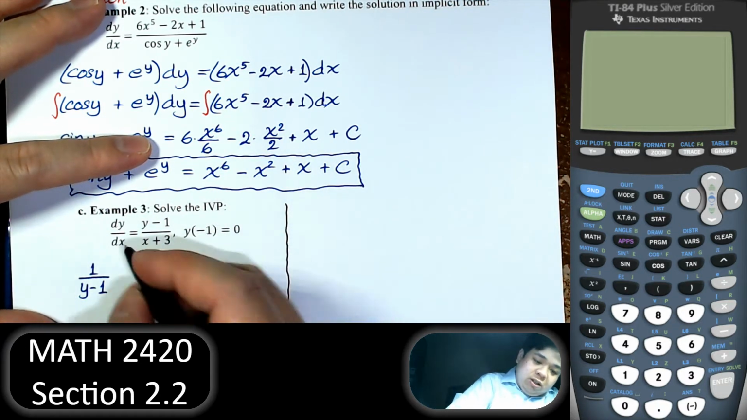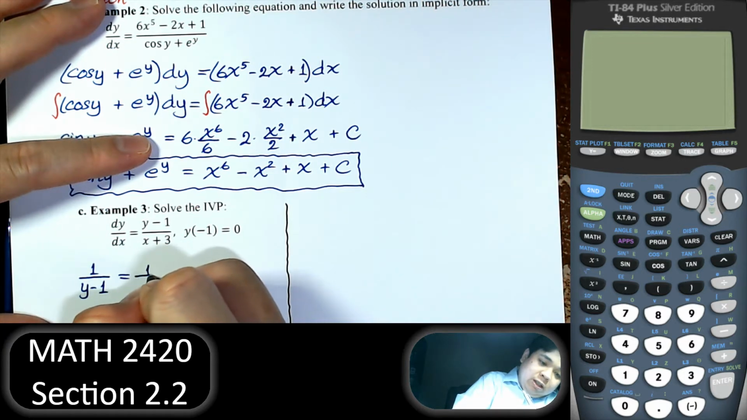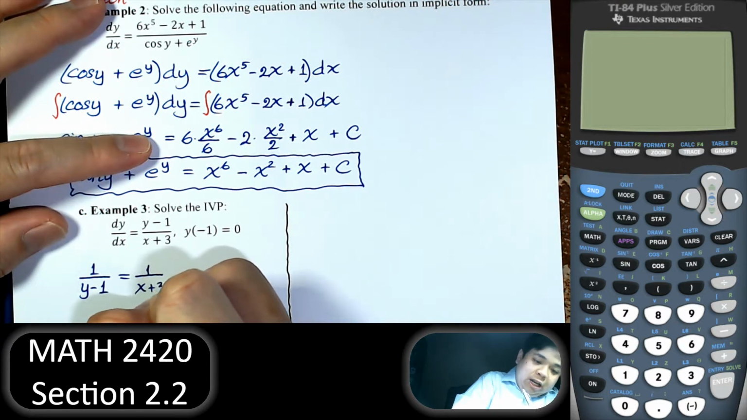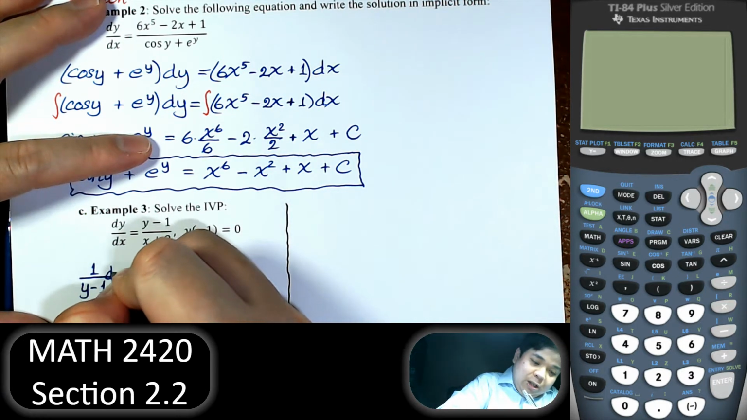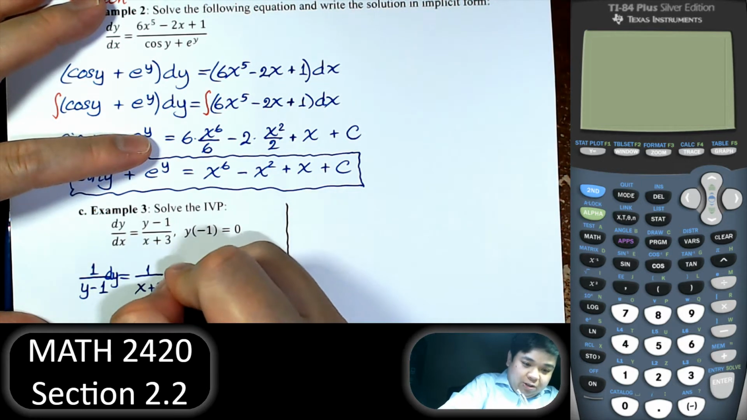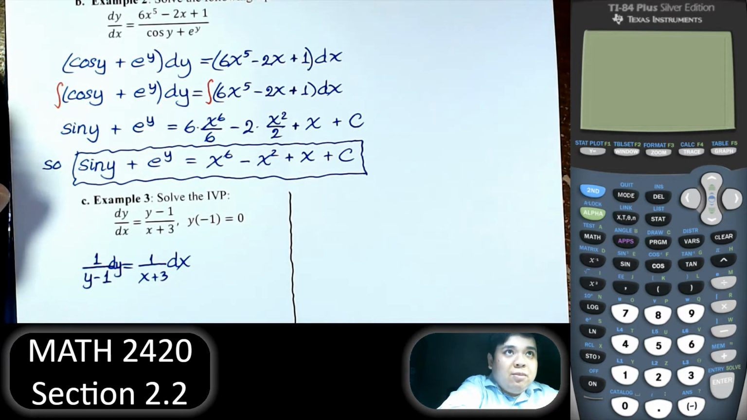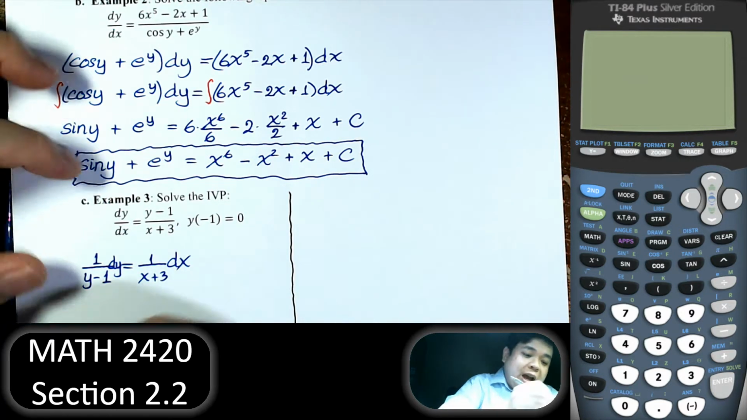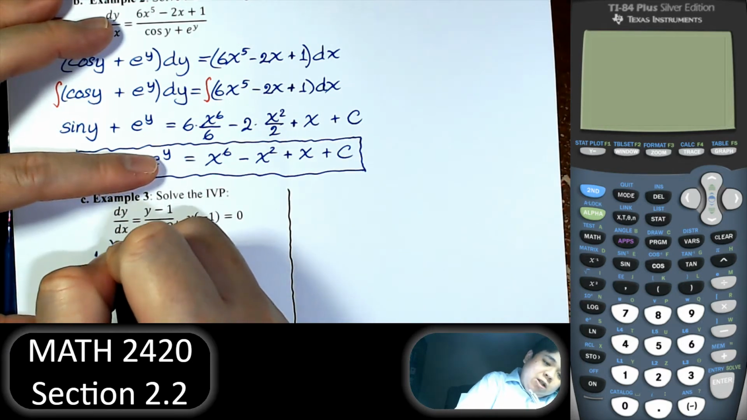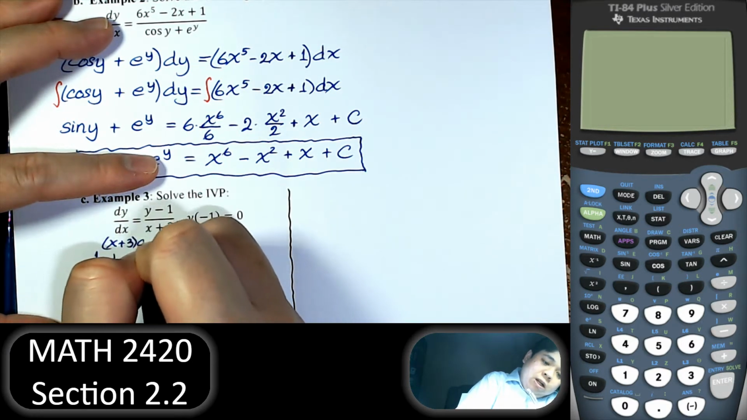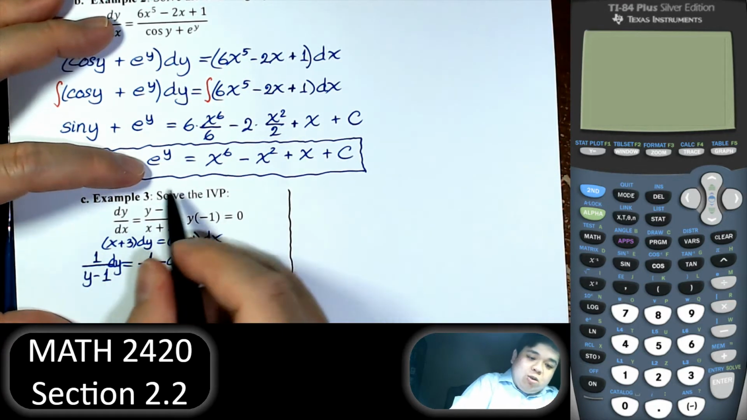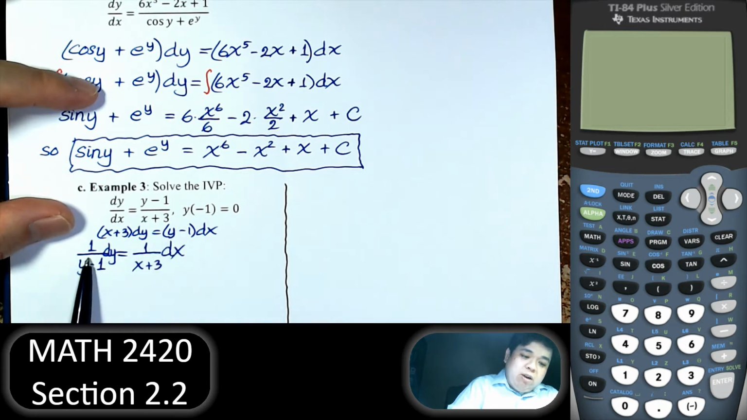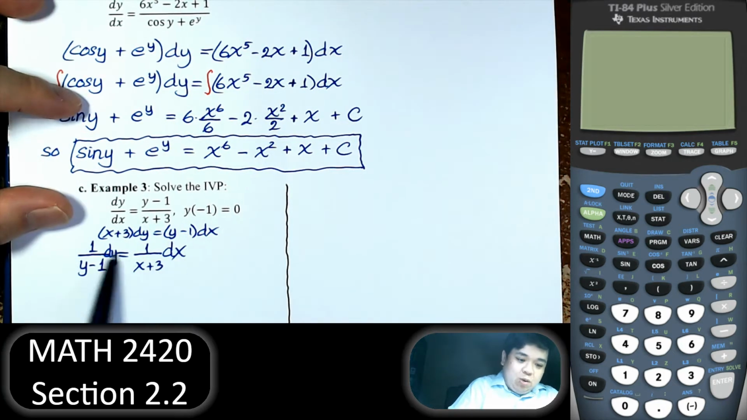And then move the dx over. So we have 1 over x plus 3. And then where's the dx and dy? Move the y minus 1 here. So there's dy. And move the dx over. So that's what we have. Cross multiply. In fact, let's just cross multiply first. So we have x plus 3 times dy equal y minus 1 times dx. That's cross multiply. And then we move the y minus 1 down and x plus 3 down. That's what we end up with.